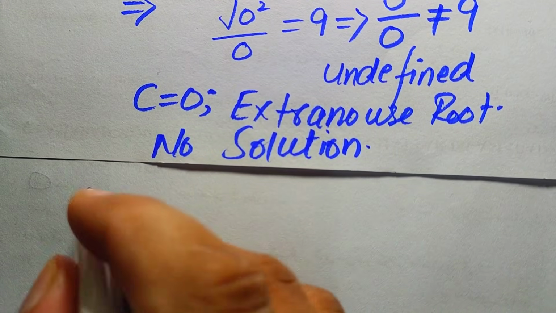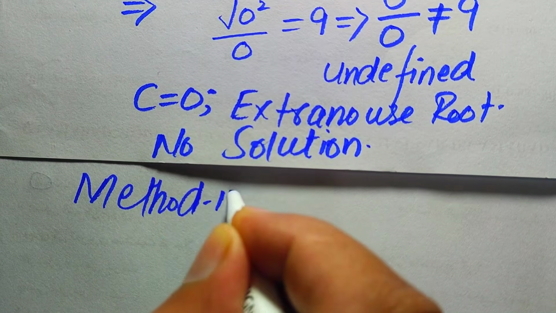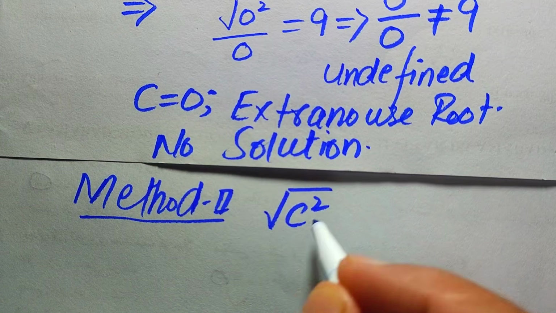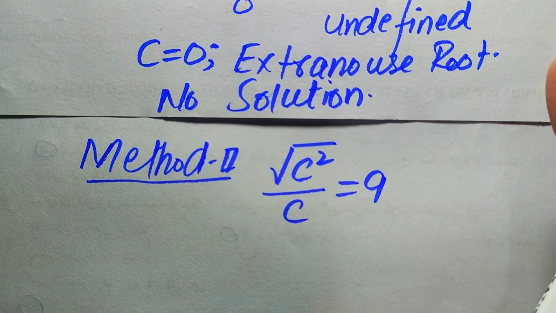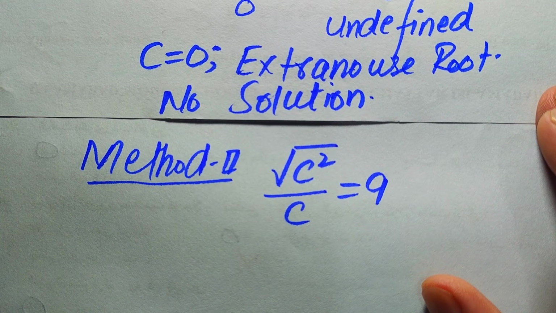And now we solve this problem again by the second method. In the second method we copy down the given question statement here, and we have square root of c square divided by c is equal to 9. Our second method is the very straightforward and quick method. Here we quickly determine the solution set of this problem.